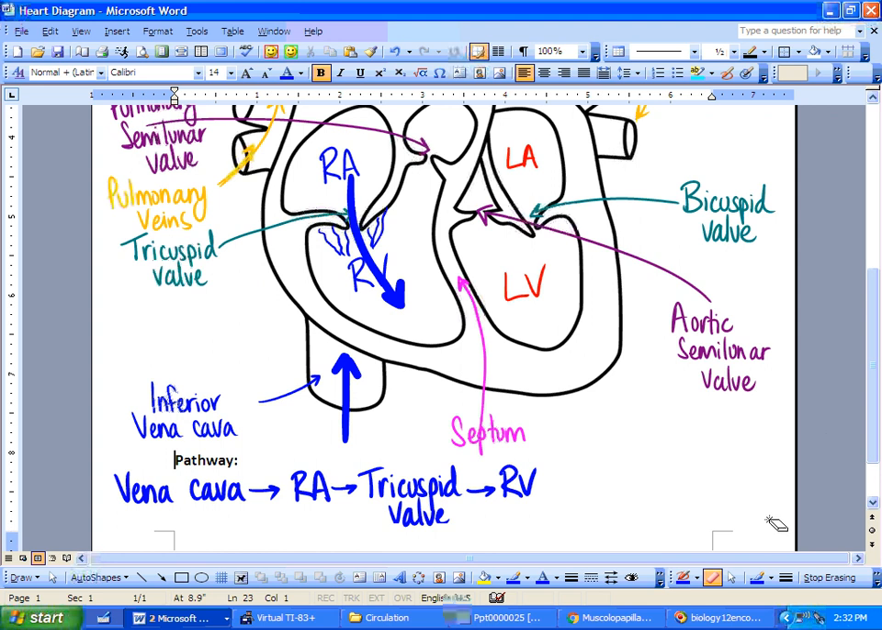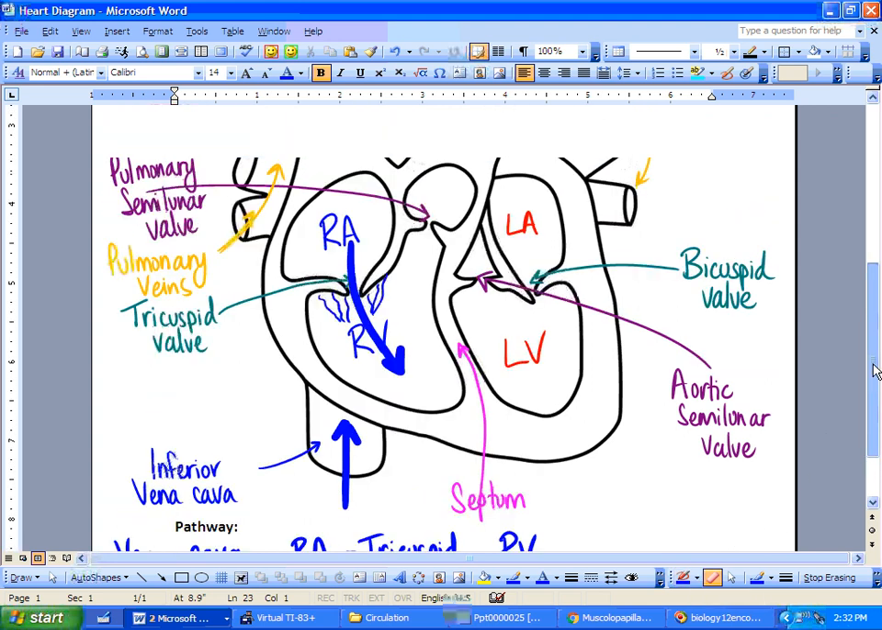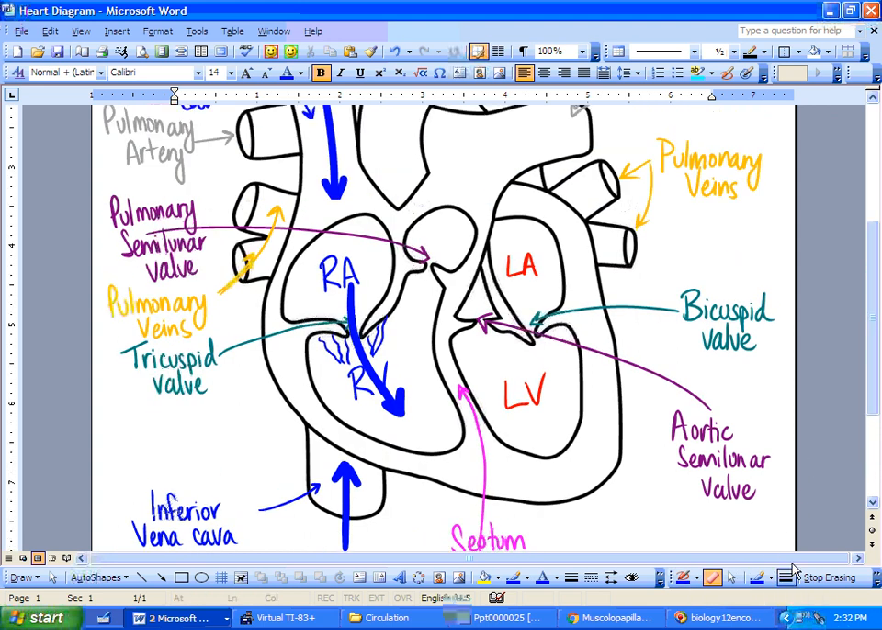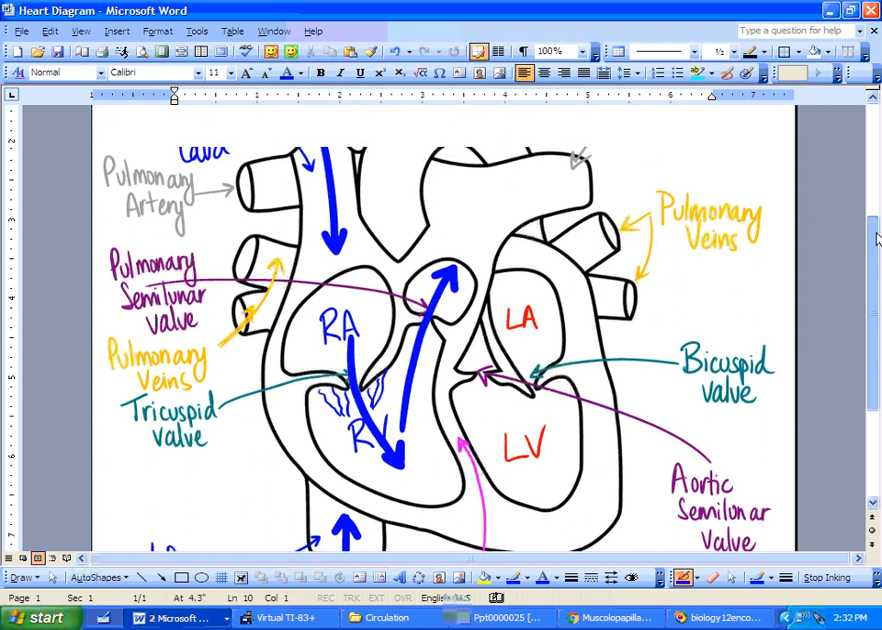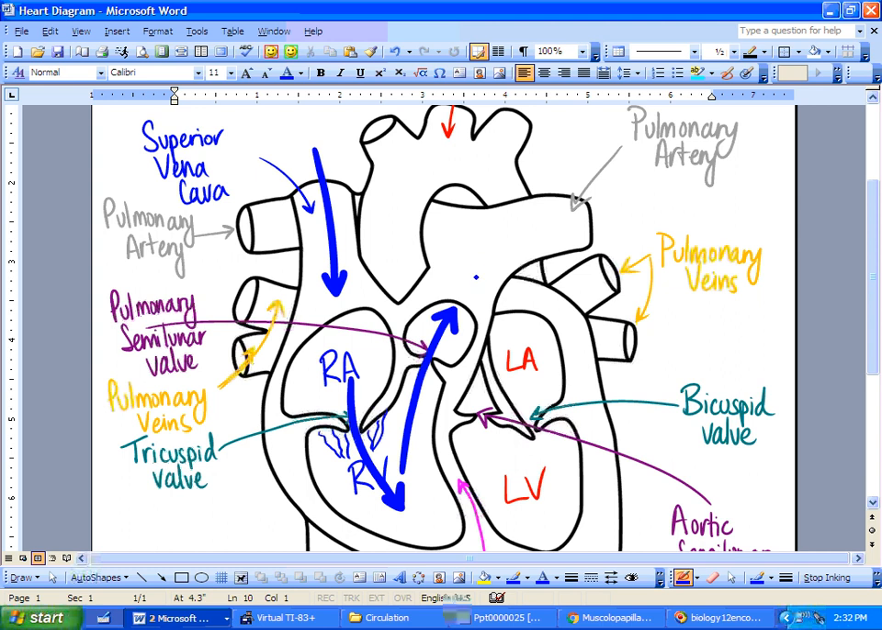So the right ventricle is going to squeeze, and that is going to force blood through the pulmonary semilunar valve, and then it goes into the pulmonary artery, and it heads out to the lungs. So some of it's going to divert this way, it goes in behind, and it travels out like that.